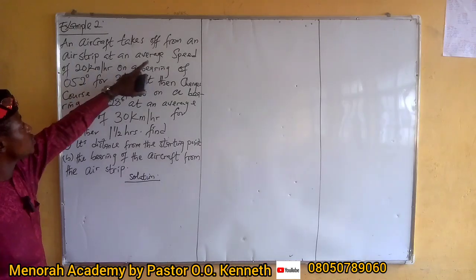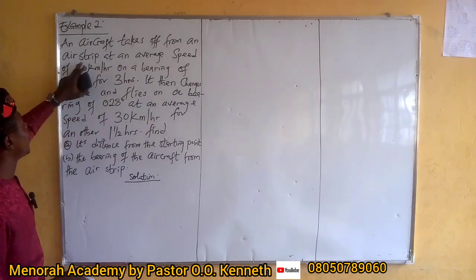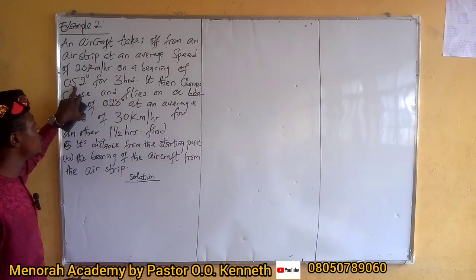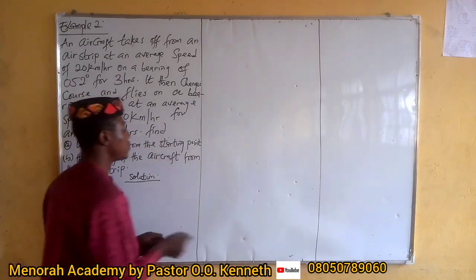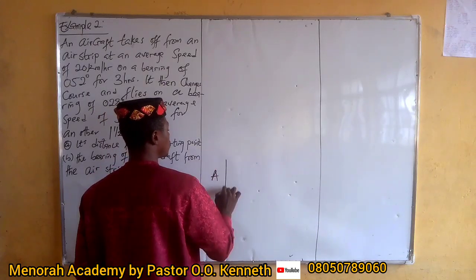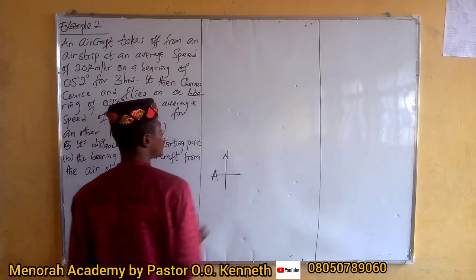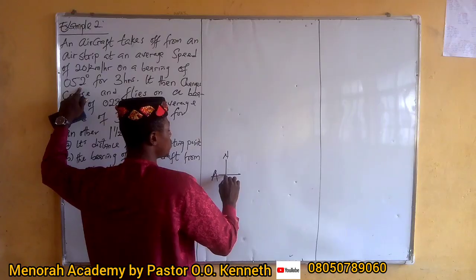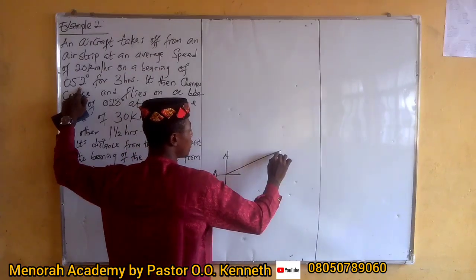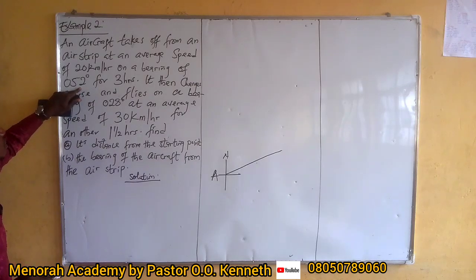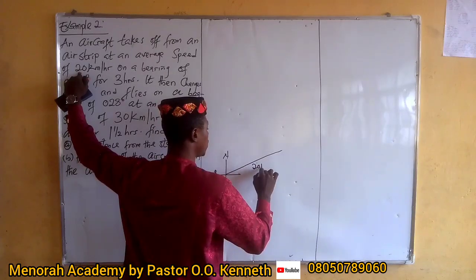An aircraft takes off from an airstrip at an average speed of 20 km on a bearing of 52 degrees for 3 hours. So let's start like this. Let's assume this is my A, and this is just the starting point of the aircraft. It took off at 52 degrees. So 52 degrees will be here. This 52 degrees is for 3 hours and it is 20 kilometers. Now let's say this is 20 kilometers.